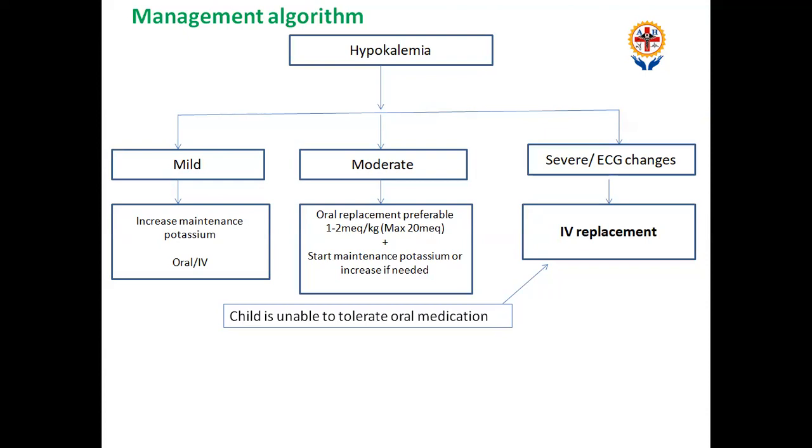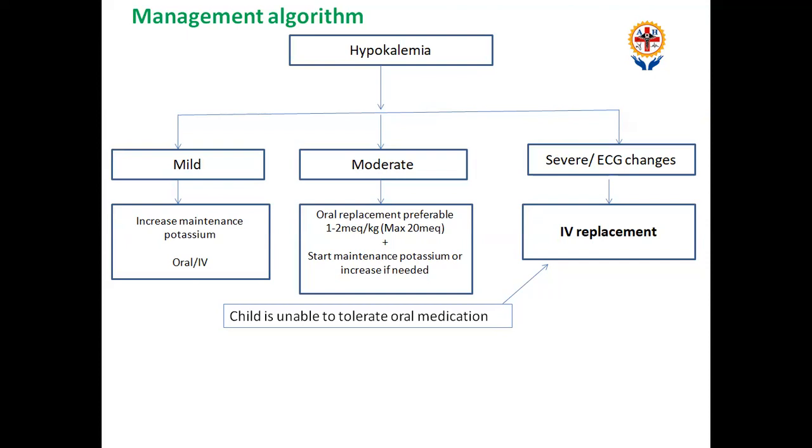Usually we start with an extra 1 to 2 milliequivalents per kg per day. If the child is taking 1 milliequivalent per kg per day, we will give an extra 2 milliequivalents. If the child is already taking 2 milliequivalents, we'll start with an extra 1 milliequivalent. Based on the next potassium, we will titrate it up or down. So this is for mild cases.